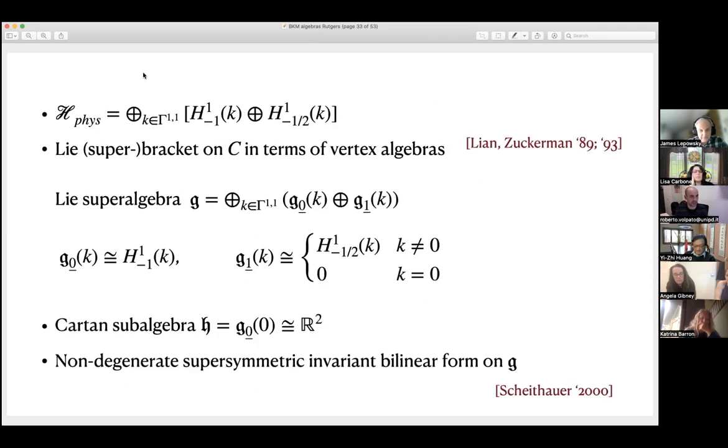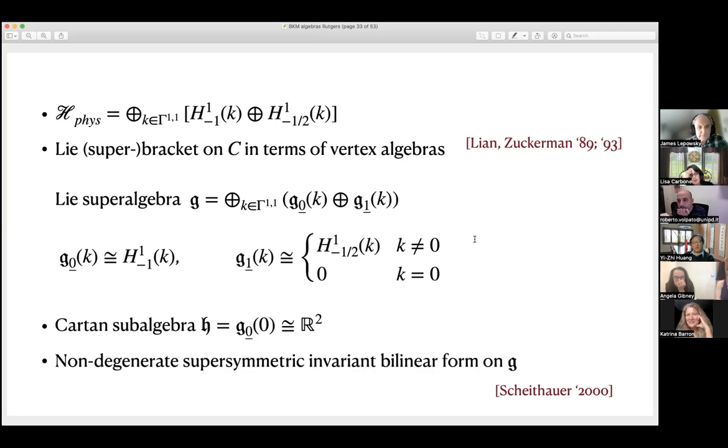So at the end of the day, you build a space of physical states, which is given by just the degree one cohomology, and then you pick two particular pictures, which are called the canonical pictures, one integral and one half integral. So this is the Neveu-Schwarz sector, the even sector, in a sense, and this is the Ramond.